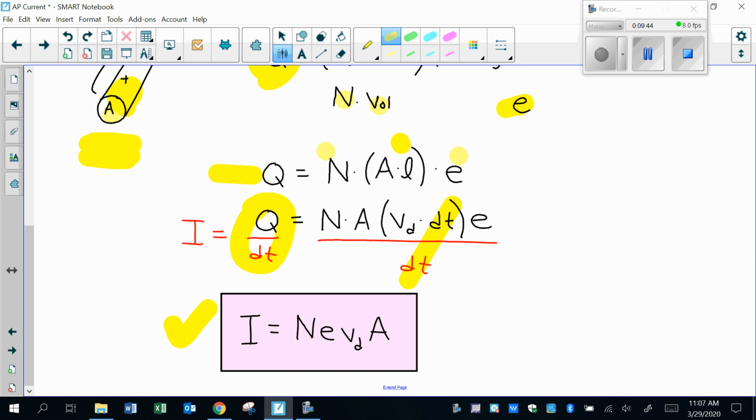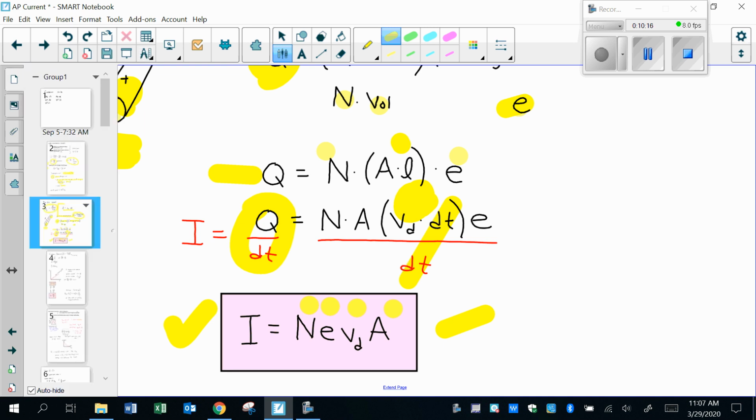We take the particle density, we take the elementary charge, the drift speed that we have, and A, which is going to be the cross-sectional area of your wire. So in looking up here, we have length turning into speed times time right here. Length equals speed times time. I always call this the Nevada equation because when I see it, I see the word Nevada in there. So that is a given for us.